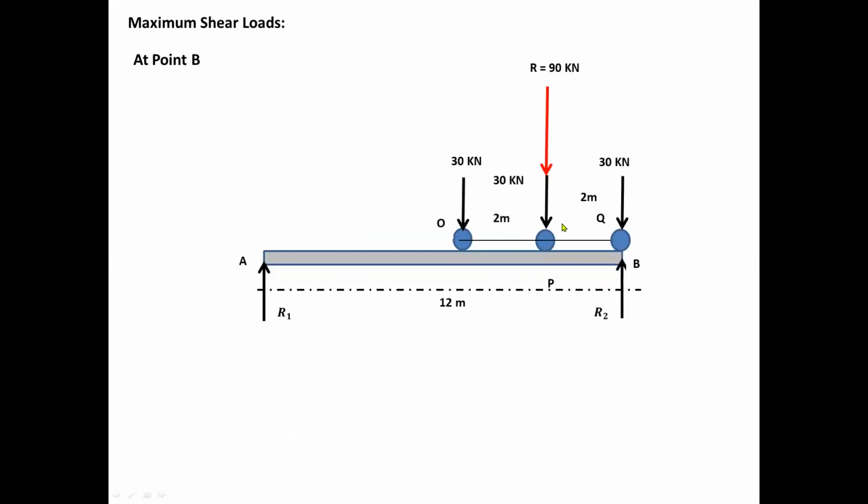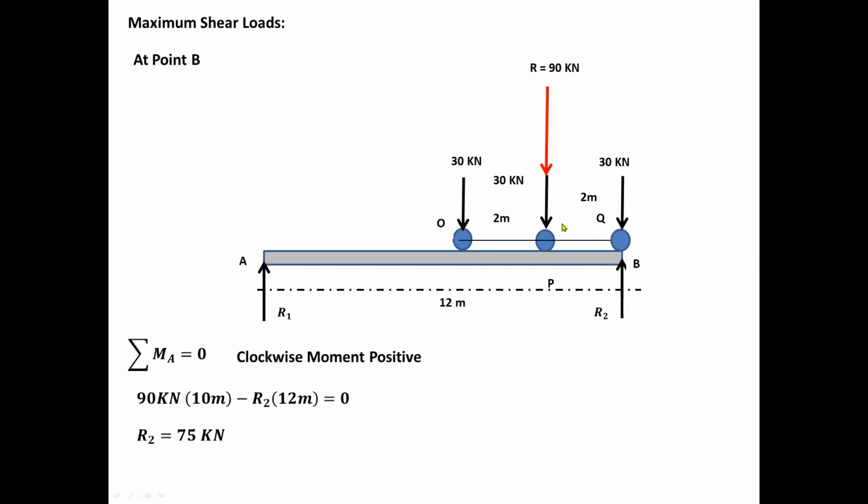Then let us have now our maximum shear load. Same process, dulo sa dulo yan. At point B, yan. Ang pinaka-last wheel natin, dadalhin natin sa pinakadulo. And then, summation moment at A is equal to 0, clockwise moment positive. Calculate natin ang ating R sub 2. We have 75 kilonewton. And then afterwards, summation forces vertical is equal to 0. We can now calculate for R sub 1. Ang value ng ating R sub 1 is simply equal to 15 kilonewton.